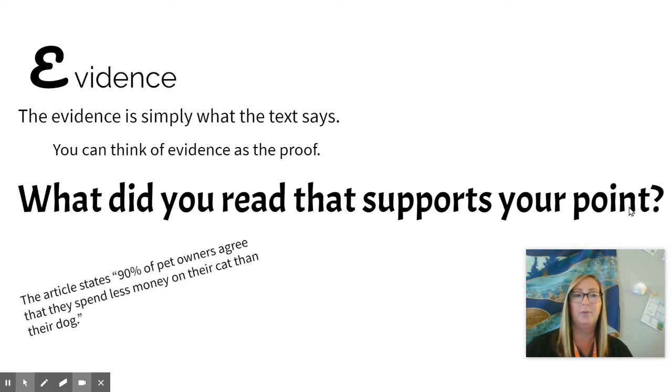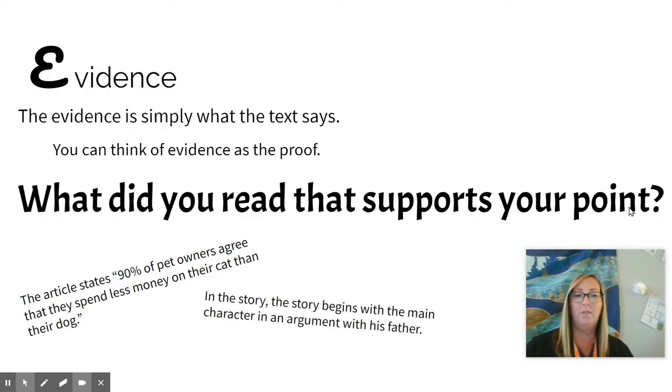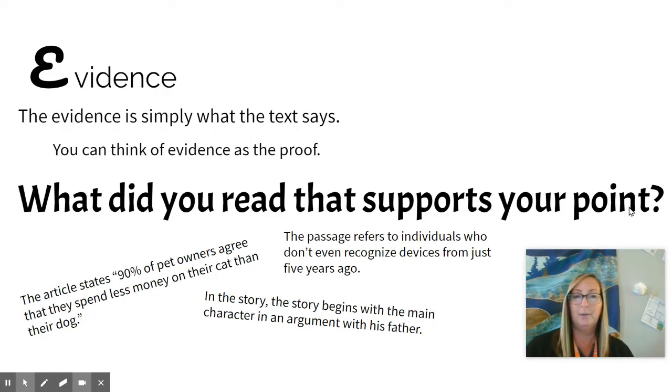So here's an example. The article states 90% of pet owners agree that they spend less money on their cat than their dog. So that's a piece of evidence that supports my idea that cats are a sensible pet choice. One of the things you'll notice, and it's the same for all of these, in the story, the passage refers, according to Travel Magazine. What you'll notice is that the evidence often has a clue that it came from a text. We're going to refer to that text.